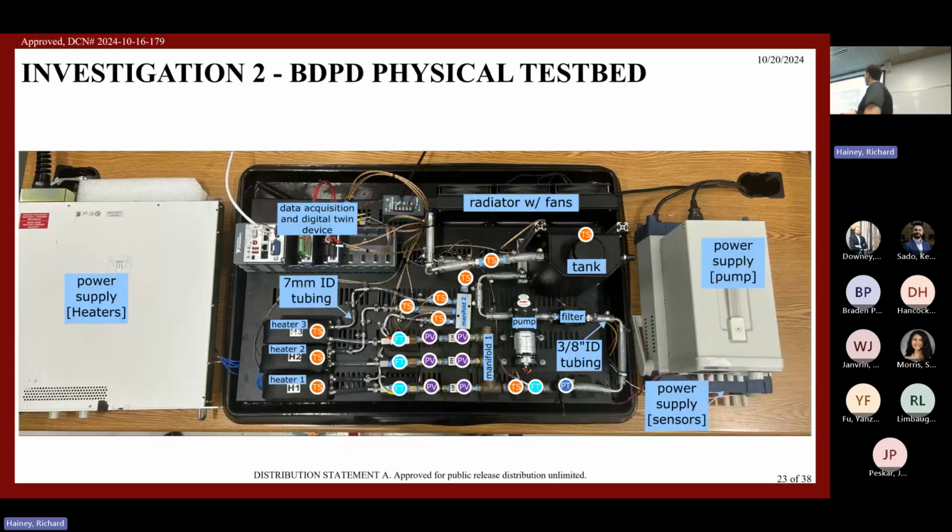And here is a photo of the actual test bed with the different power converters and all the different components that I've just talked to you about. Our digital twin is running on that C-RIA device in the top left.